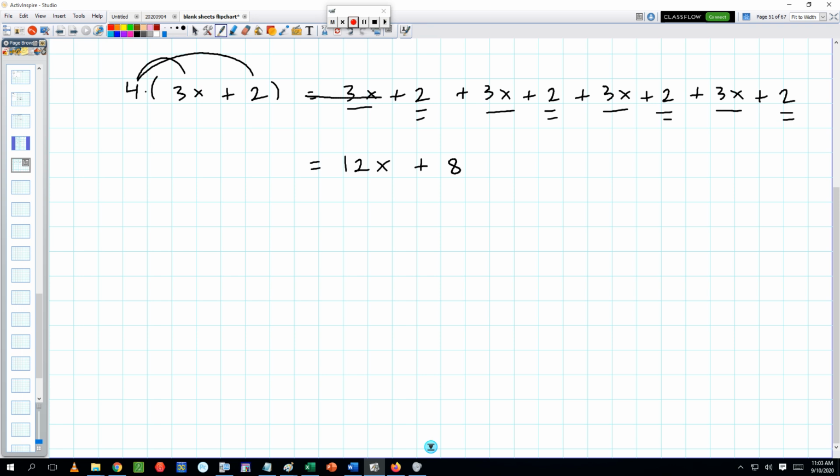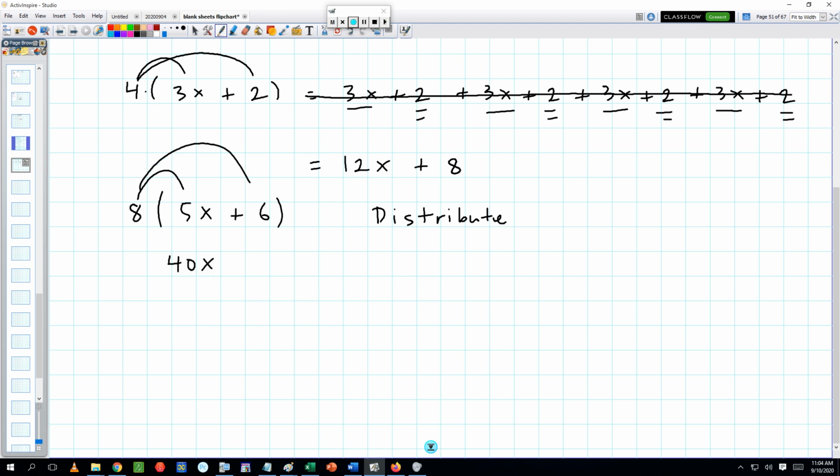So I don't want you to do this expansion, because if it was a larger number, you really wouldn't want to go through and write all those out. So if we had 8 in front of a parentheses, 5x plus 6, I don't want to write out 8 of those. I'm going to use my distributive property. I'm going to distribute the 8. So I go 8 times the 5. 8 times 5 is 40. So this is 40x. I go 8 times the 6. 8 times 6 is 48. So that's how we use the distributive property.